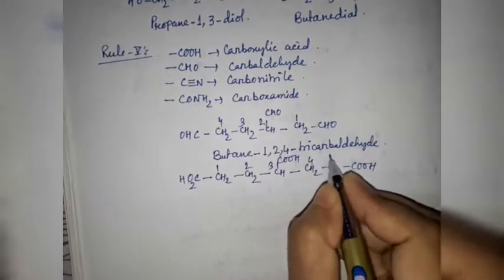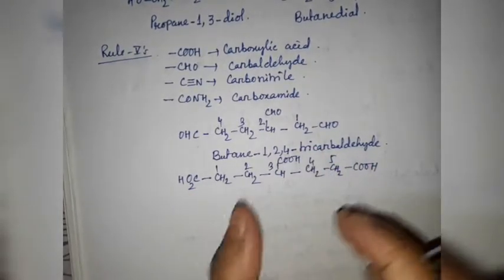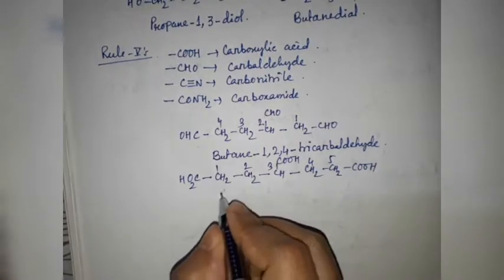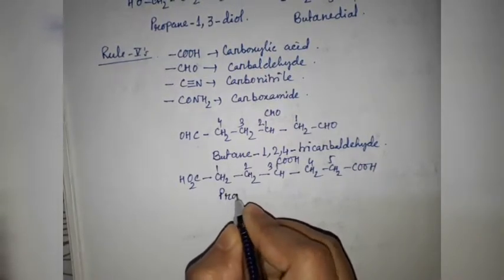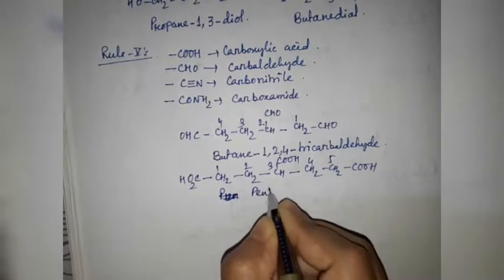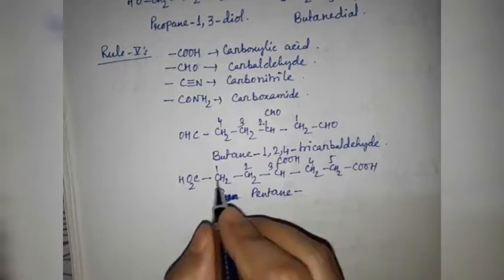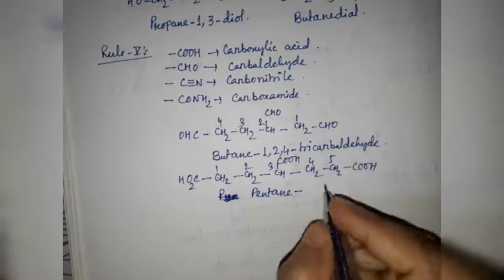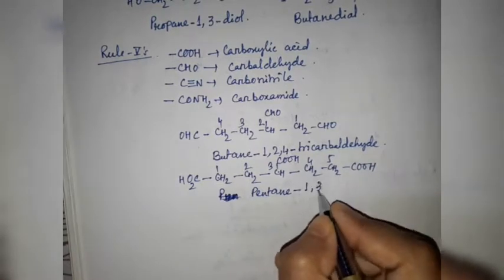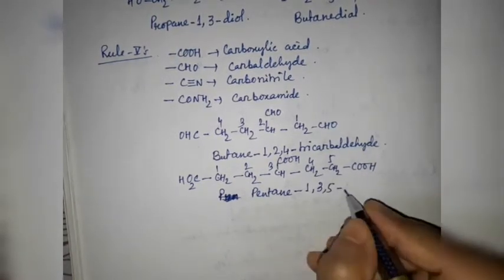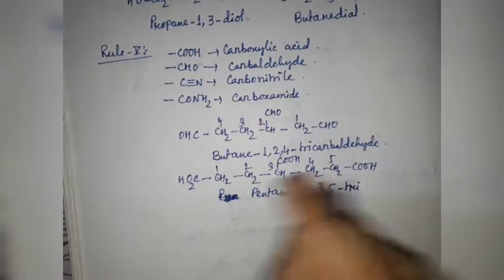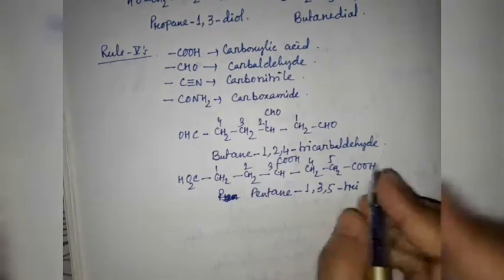1, 2, 3, 4, 5. 5 carbon atoms are there in the parent chain, and we have to write the name as pentane. In 1, 3 and 5 position we have 3 carboxylic acid groups. So 1, 3, 5 tri for 3 carboxylic acid groups, and we have to write carboxylic acid.